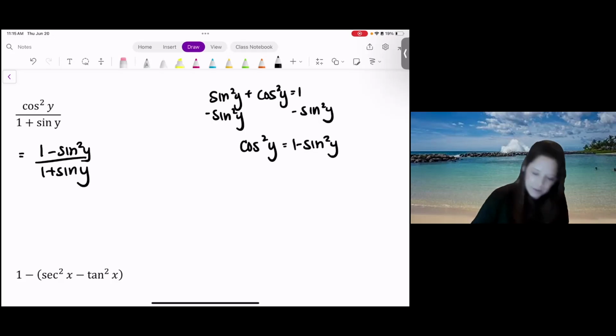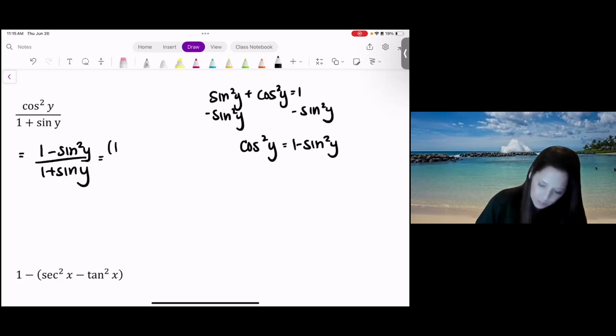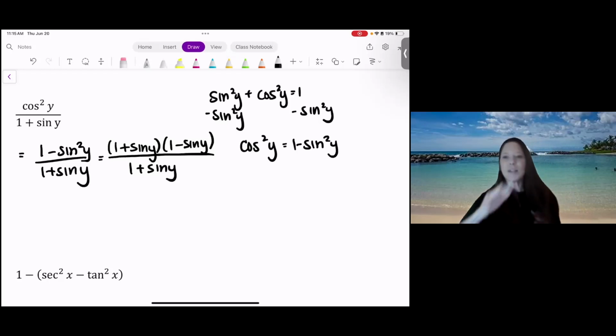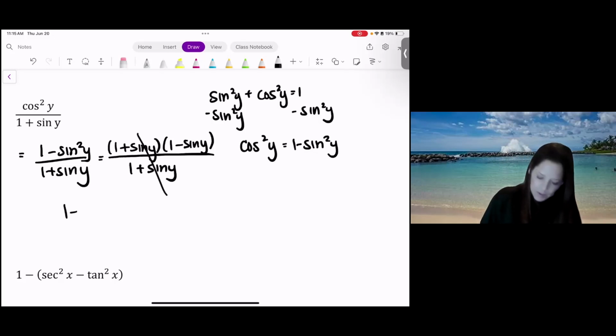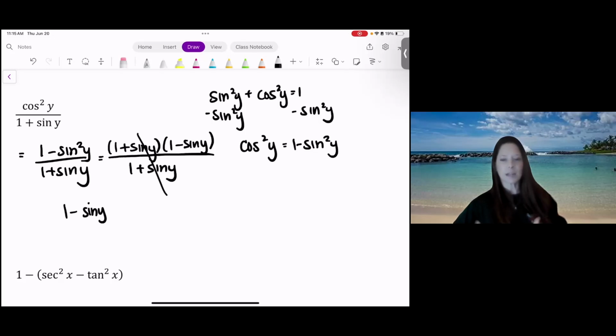I can factor that to be 1 plus sine of y times 1 minus sine of y, and write that over the denominator of 1 plus sine of y. And now I see that I have something that's common to the numerator and the denominator that I can divide out. That leaves me with 1 minus sine of y. And again, sine of y does not get any simpler. I can't turn that into something else. It's not squared. My result is 1 minus sine of y.